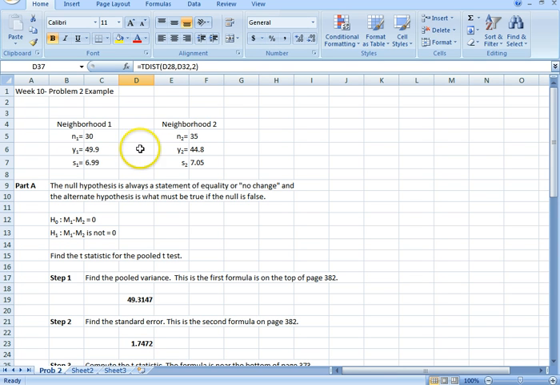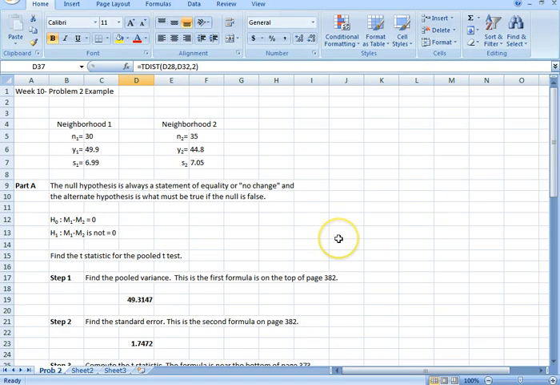So we start off with part A of our problem, and we need to know what our hypothesis is. Now, as you see in my statement here, we know that the null hypothesis is always a statement of equality or no change. And then, of course, the alternate hypothesis is what must be true if the null is false. So I have here that the mean of neighborhood 1 minus the mean of neighborhood 2 would be 0, so there is no difference between the two. And then the alternate to that will be that the mean of neighborhood 1 minus the mean of neighborhood 2 is not equal to 0, that there is a difference.